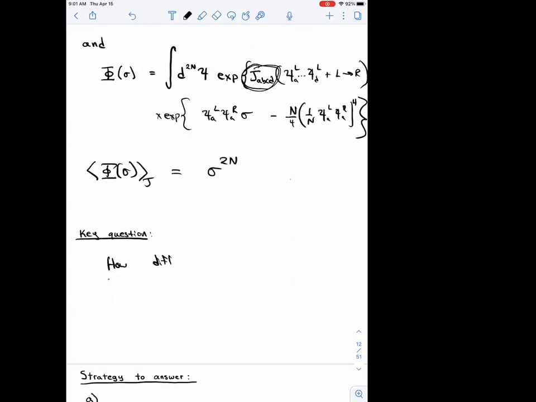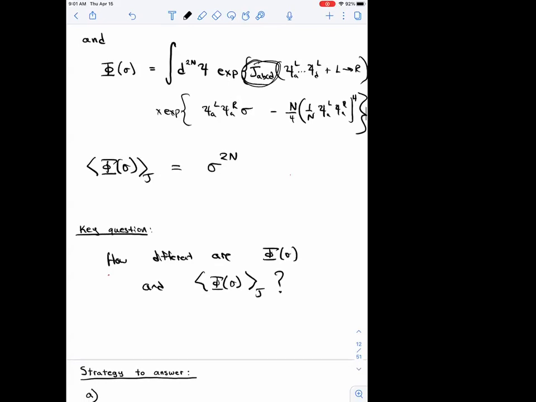How different are phi and the average? So the average over couplings of phi is some simple quantity, sigma to the 2n. We wanted to study the theory with fixed couplings, so we care about phi, not averaged. How different are they? Are these actually very different functions? And in what regions of the complex plane are they different?